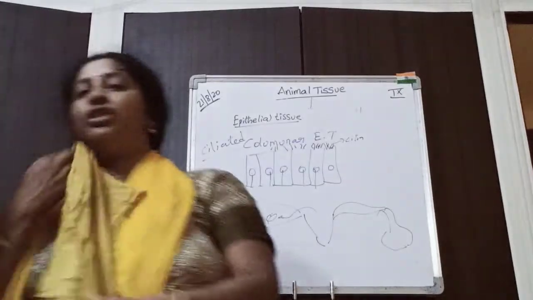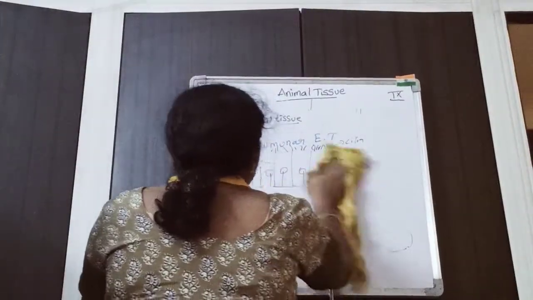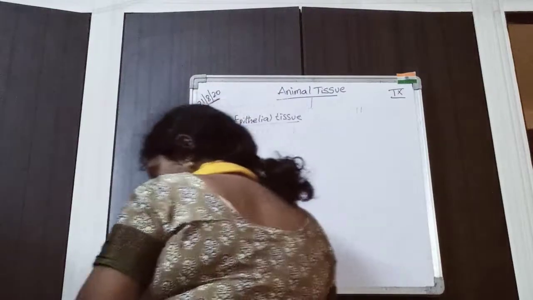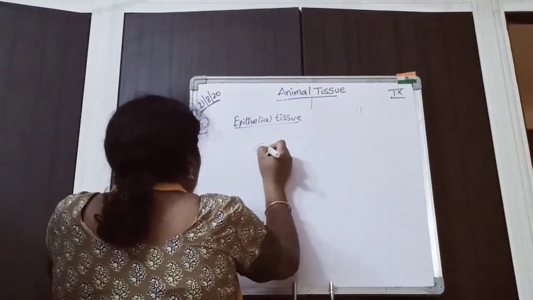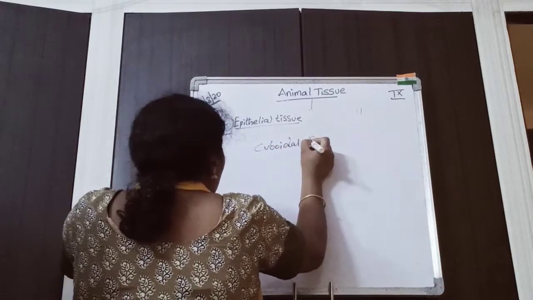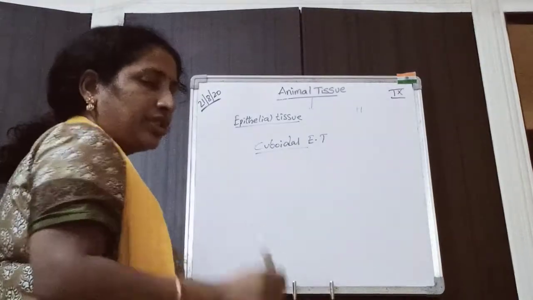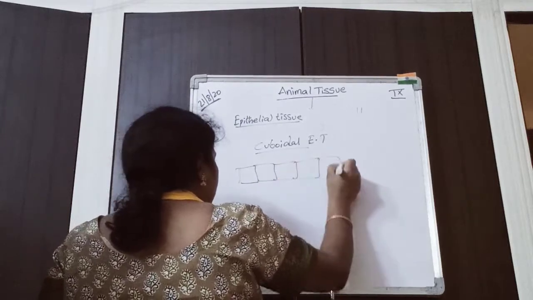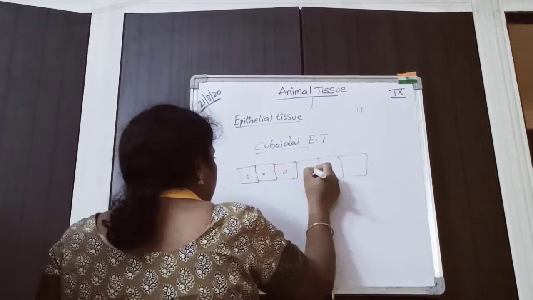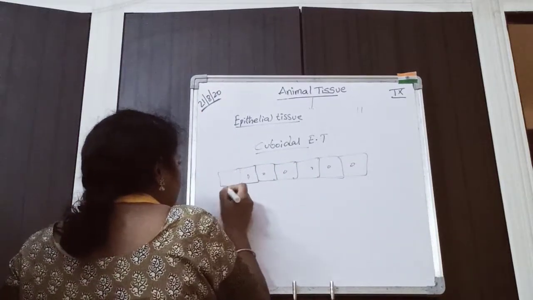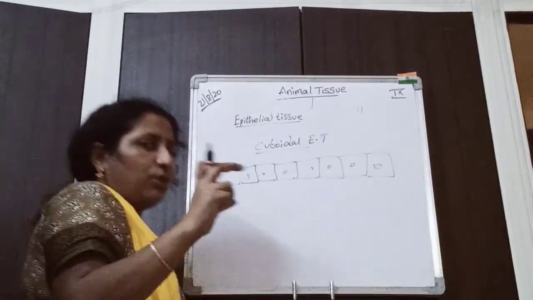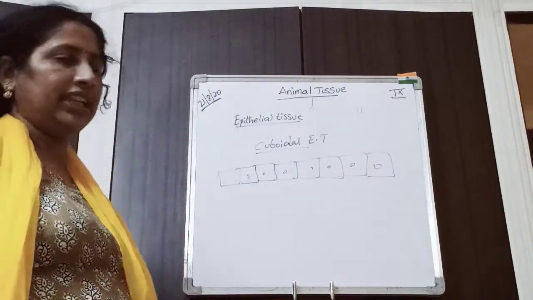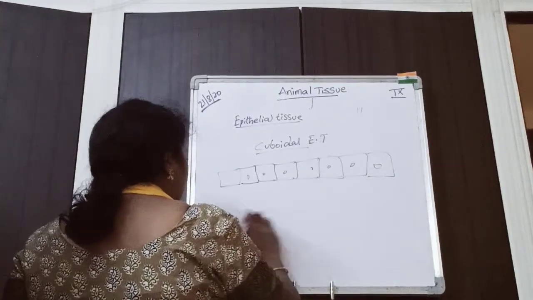Now coming to the cuboidal epithelial tissue. The cells in this tissue are cube-like. That's why the name cuboidal. Depending on the shape, we have given the name. The cells appear as cubes, that's why we are calling it cuboidal epithelial tissue. The main function of cuboidal epithelial tissue is also the same, secretion and absorption.